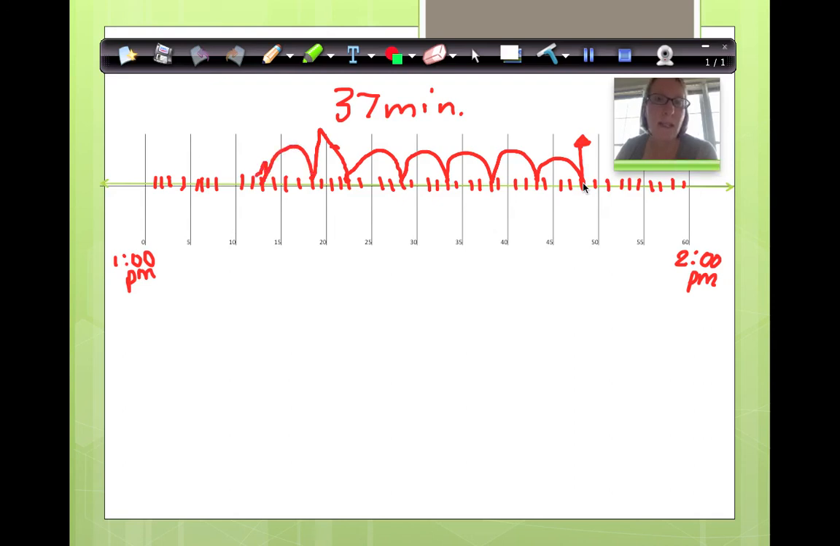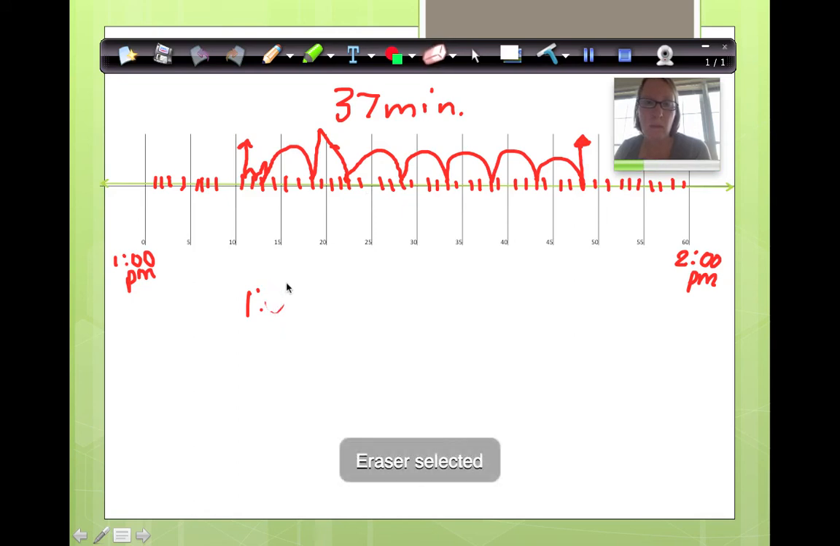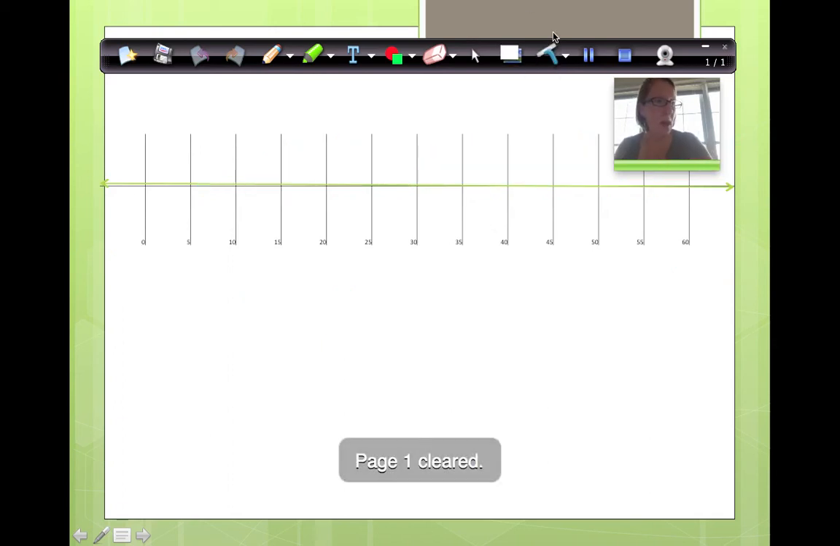What time is that? I can see that it's going to be 1 o'clock. It's in the 1 o'clock hour. Now, let's read what it says. 1:10, 1:11. So what time did she begin? She began at 1:11 p.m. Did you get it? Did you get the same one? Excellent. Good. Erase.